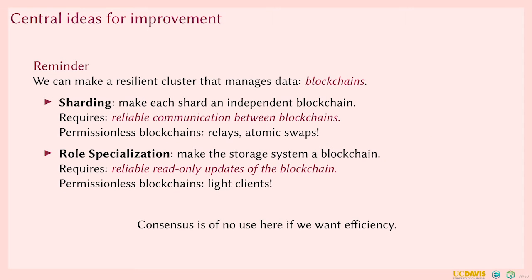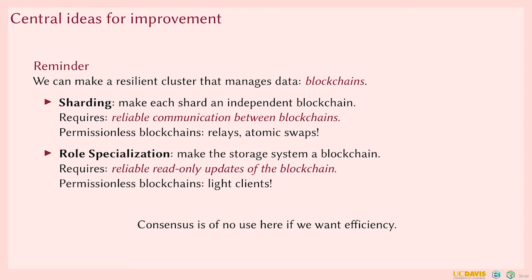And well, what kind of tools do we need? Well, we already know one thing. We know how to manage data, because we can do that with the blockchain itself, and that's resilient. So to enable sharding, what we can do is make each shard an independent blockchain, and that would require reliable communication between blockchains. It's not as easy as it sounds, because the blockchains themselves consist of replicas that can be faulty. So we need reliable communication between clusters in which individual components are faulty.